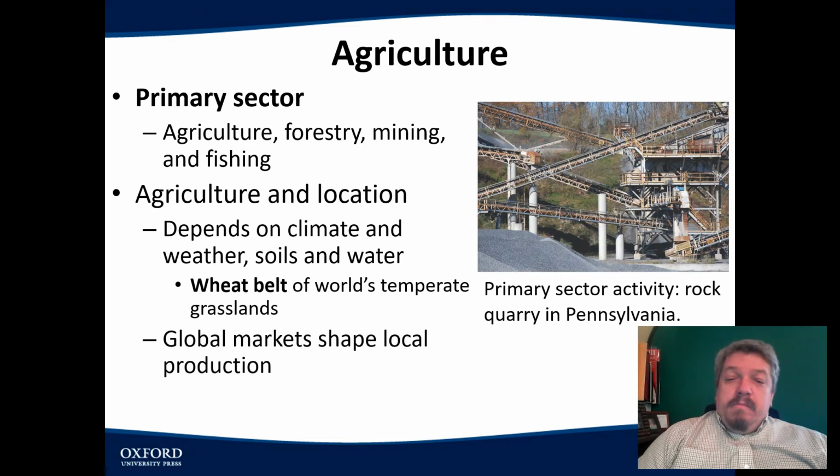Now, the global markets shape production. How we use these products is shaped by the global market. So, for instance, right now, the United States is still one of the largest producers of corn. We grow more corn than almost anybody else. But people aren't eating as much corn. We grow more corn than we need to eat.